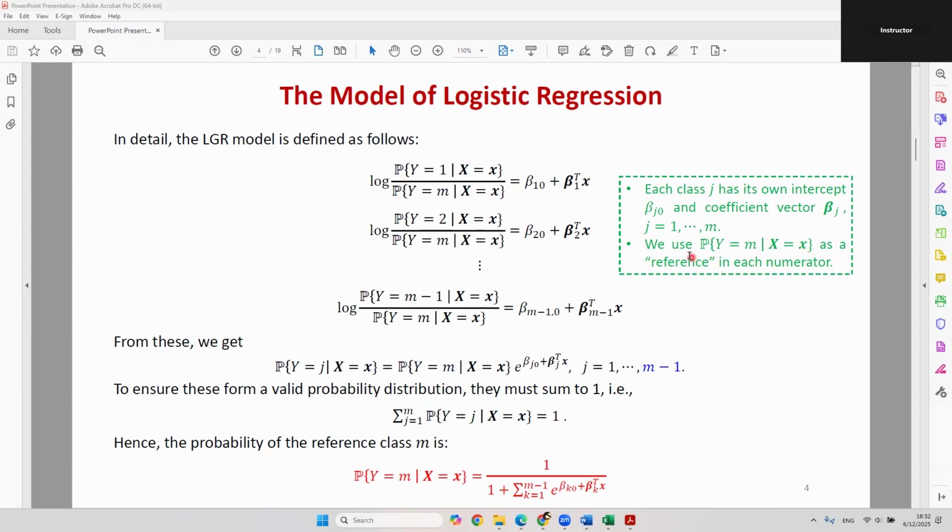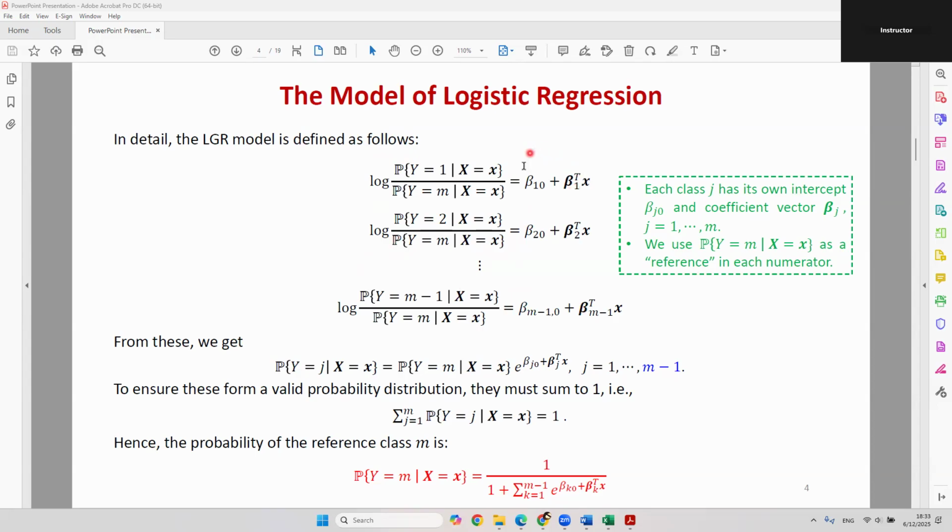In each denominator, we use the last class as a reference. Of course, you may say, I just don't like the last class. I want to choose the first class, or I want to choose the second class. Can I? You can, but here it's just for convenience. Without loss of generality, we choose the last class. And also, this keeps it consistent with most textbooks, and hence I'm writing it this way.